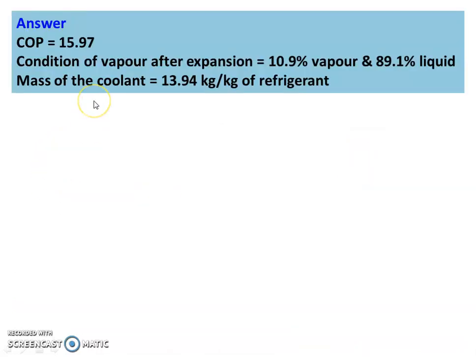So the answer to the question: COP equal to 15.97, the condition of vapor after expansion is 10.9% vapor and 89.1% liquid. Mass of the coolant equal to 13.94 kg per kg of refrigerant.